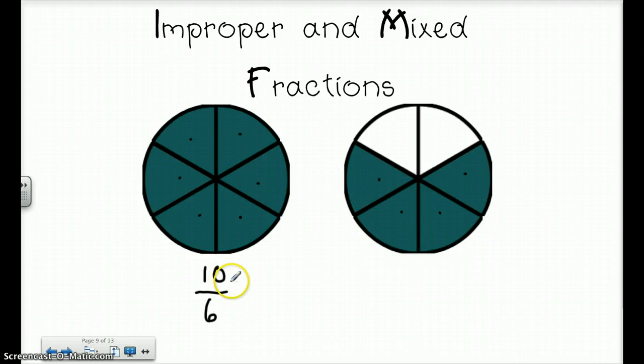That's an improper fraction. To write it as a mixed fraction, one whole circle is filled in. And then 1, 2, 3, 4. What's my denominator going to be? Sixths, because it's still cut into 6 pieces. So this is my improper, and this is my mixed fraction.